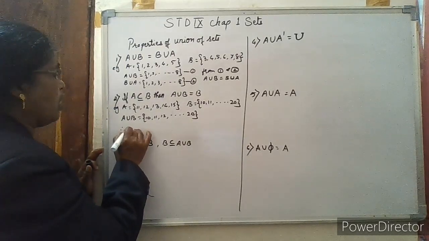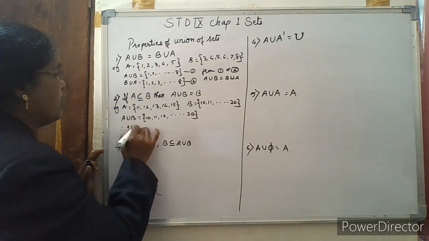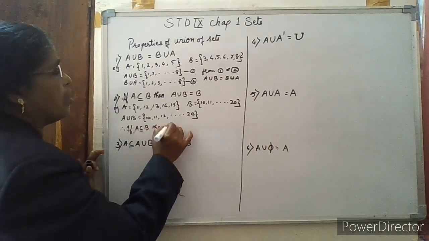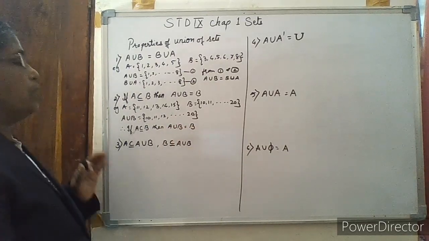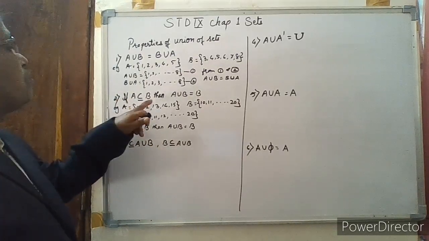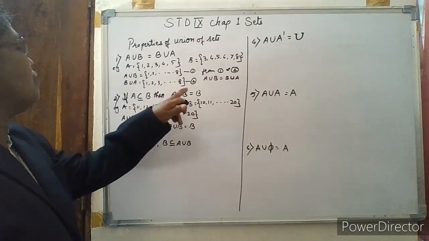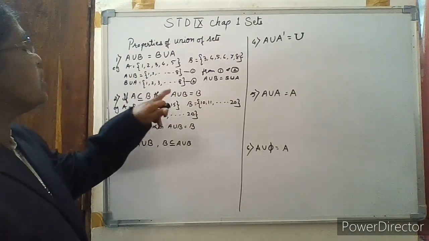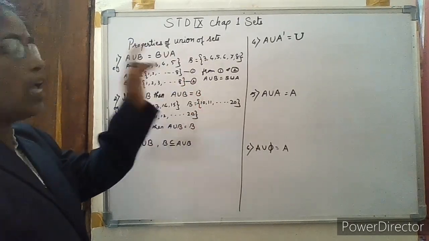Therefore, if A is a subset of B, then A union B is equal to set B. In this form, if suppose B is a subset of A, then again A union B will be equal to set A.